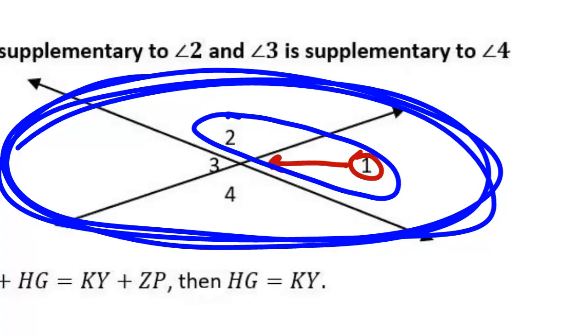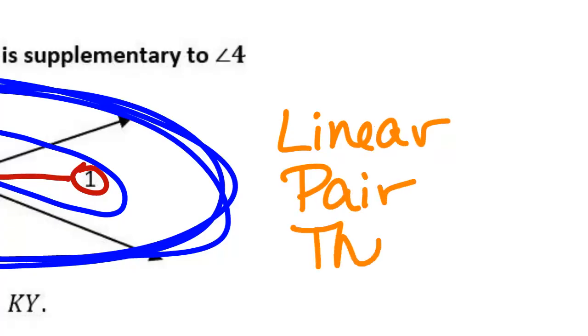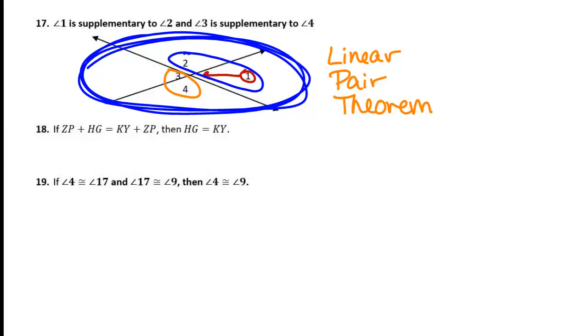It says 1 and 2 are supplementary. What type of angles are those? It's a linear pair. What about the other one, 3 and 4? Those are also a linear pair, yes. Why am I allowed to say that linear pair angles are supplementary? Linear pair theorem. Linear pair theorem.